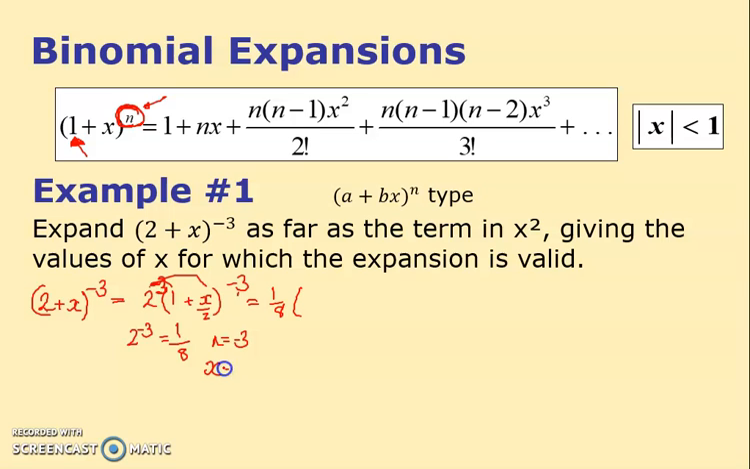And my x really now is x over 2. Although it didn't start off that, it is now. That's the bit I'm expanding. So I'm going to use my 1 plus nx formula at the top. 1 plus nx. That's minus 3 times the x over 2. And he wants me to go to x squared, so I just need one more term.